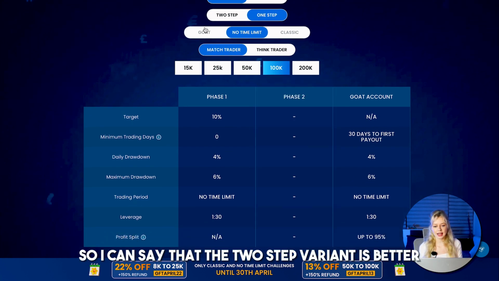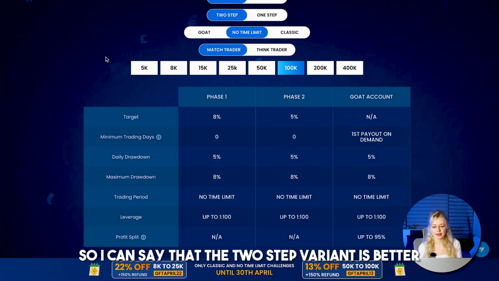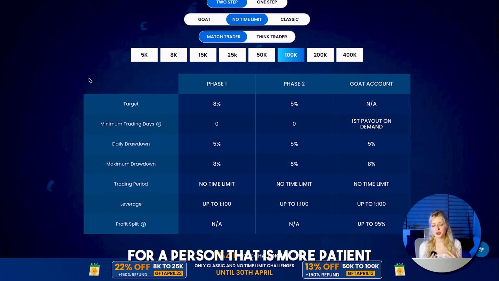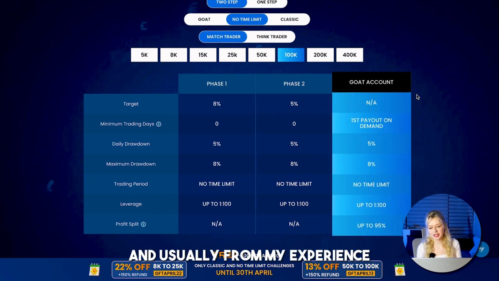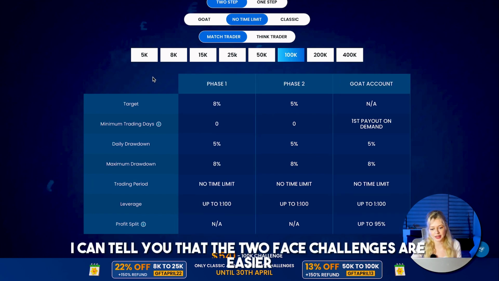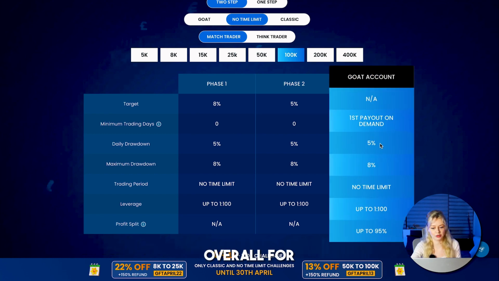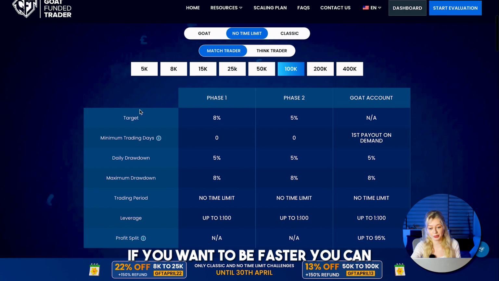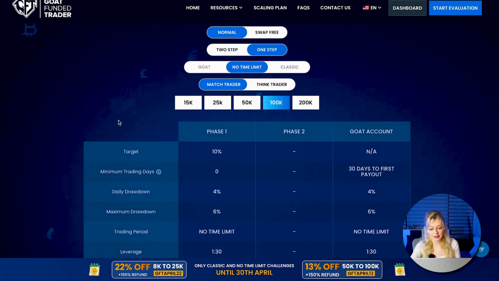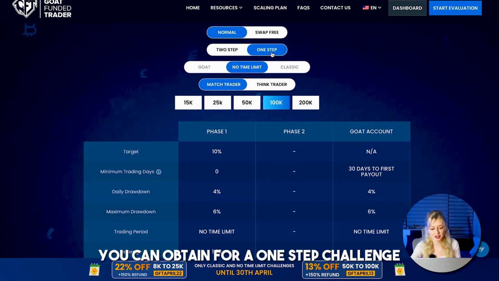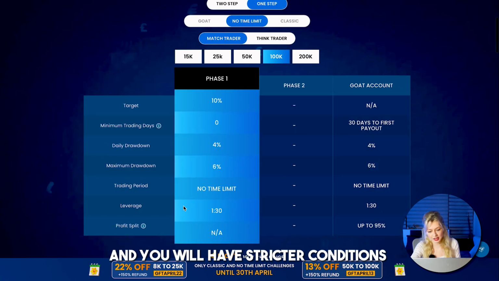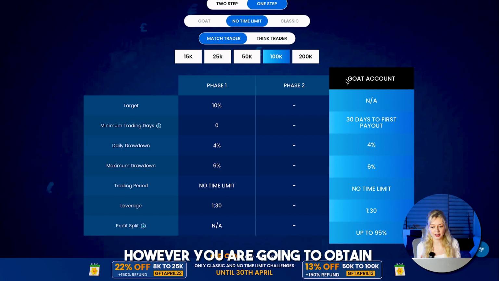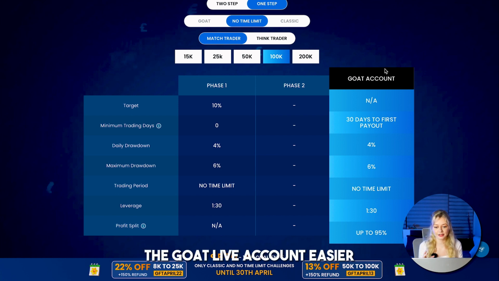So I can say that the two-step variant is better for a person that is more patient and has more time to pass a challenge. And usually, from my experience, I can tell you that the two-phase challenges are easier overall for the trader. However, if you want to be faster, you can opt in for a one-step challenge where the target is going to be a little bit increased and you will have stricter conditions. However, you are going to obtain the GOAT live account easier, faster.